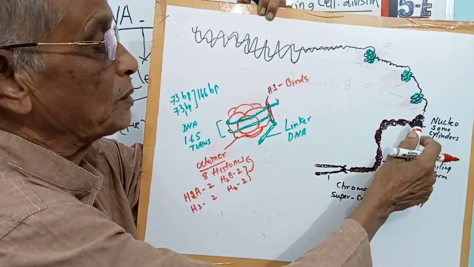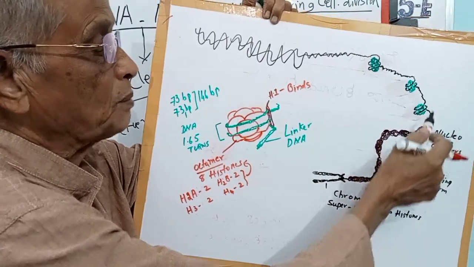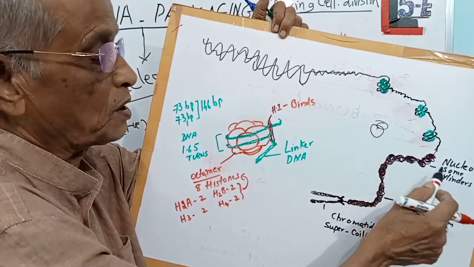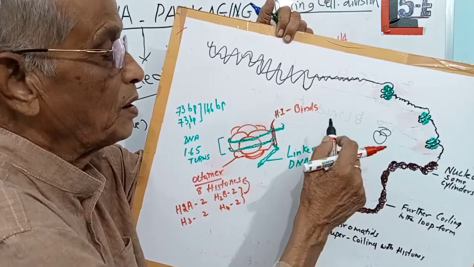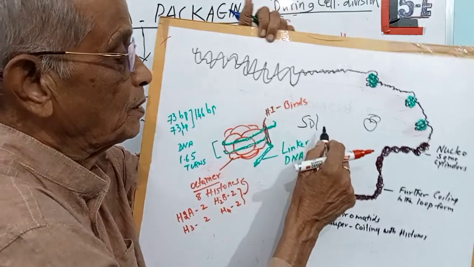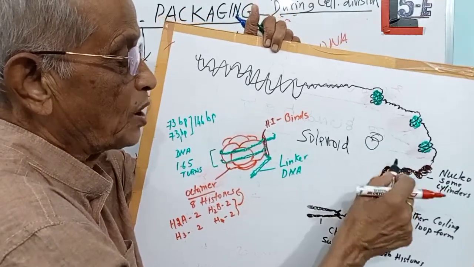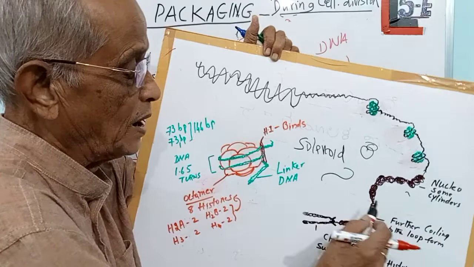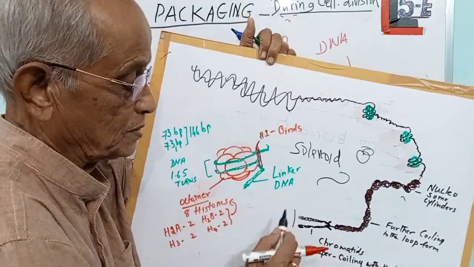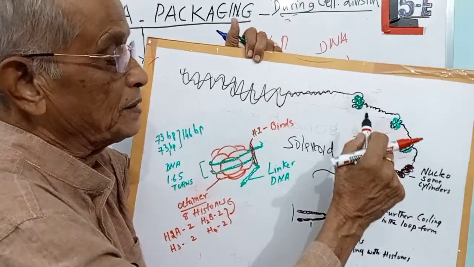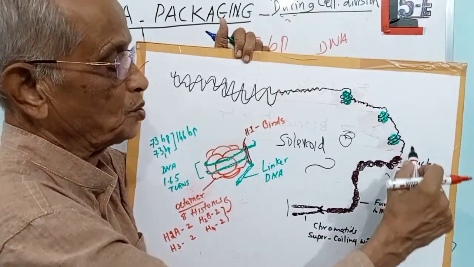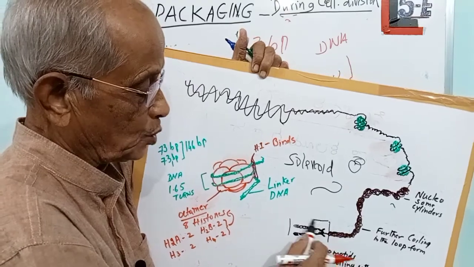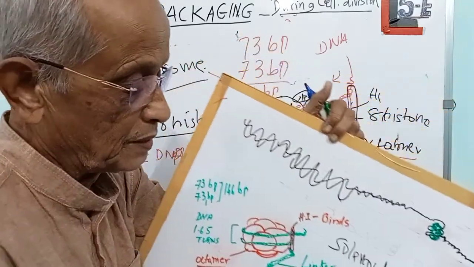Nearly 8 such nucleosomes will form a core, and that core will be called the solenoid. It becomes a solenoid, core-like structure, and that core further coils and further bending takes place, and ultimately they will come to chromatids. So the DNA packaging starts from the interphase and goes on, the whole drama in forming the nucleosome and other things, and ultimately ends up in the chromosome. That is the DNA packaging that takes place.